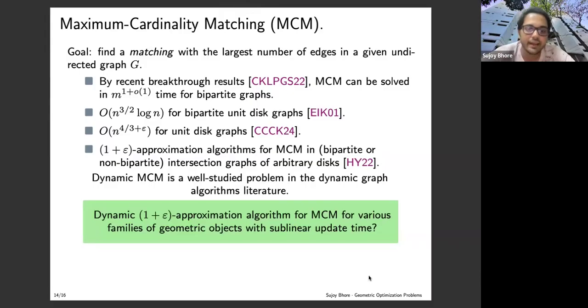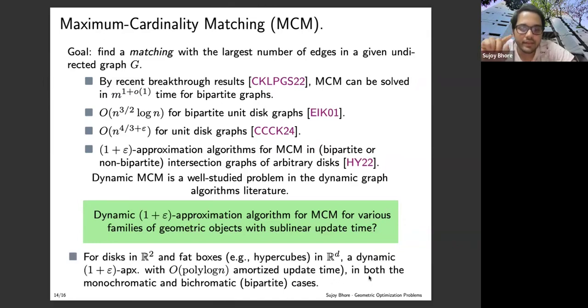So the question is, can one maintain, let's say, a 1 plus epsilon approximate solution for matching for different classes of geometric objects in sublinear update time? It turns out that for disks and fat objects, fat boxes in R^d, there is a dynamic 1 plus epsilon approximate solution with polylog n amortized update time in both the monochromatic and the bichromatic cases.